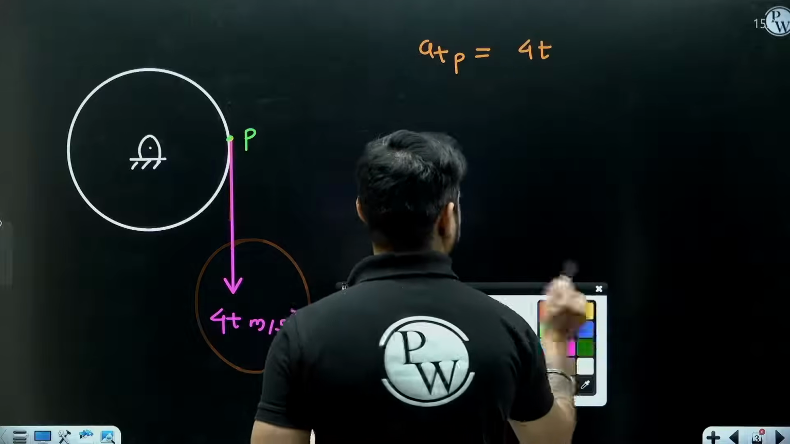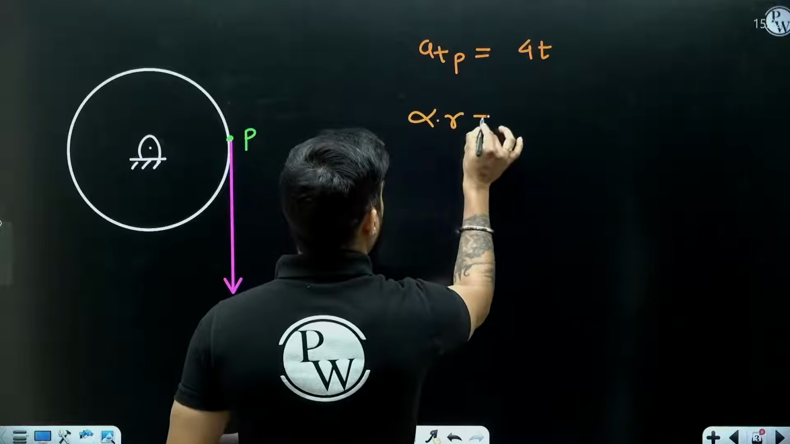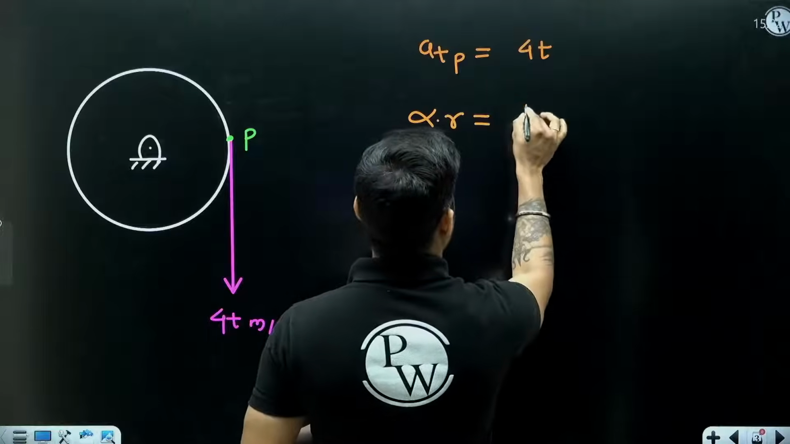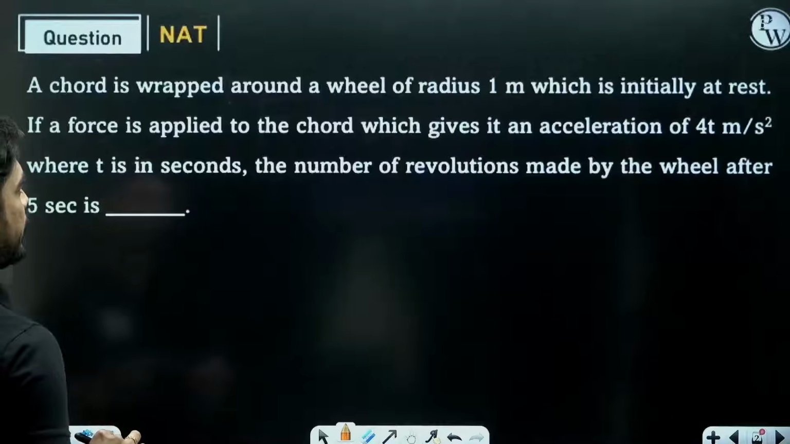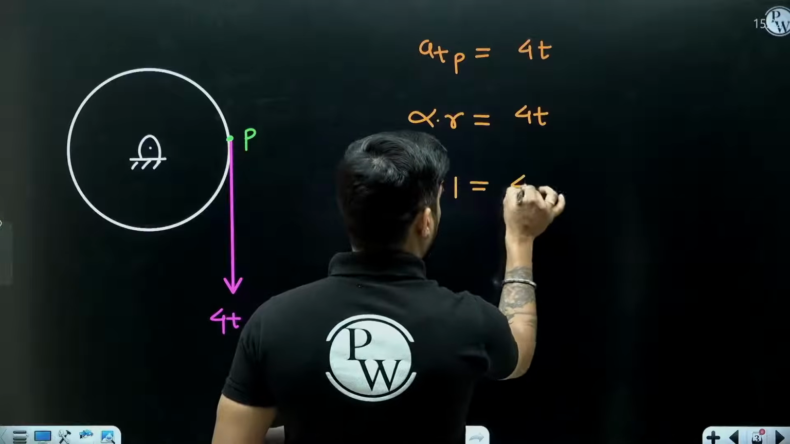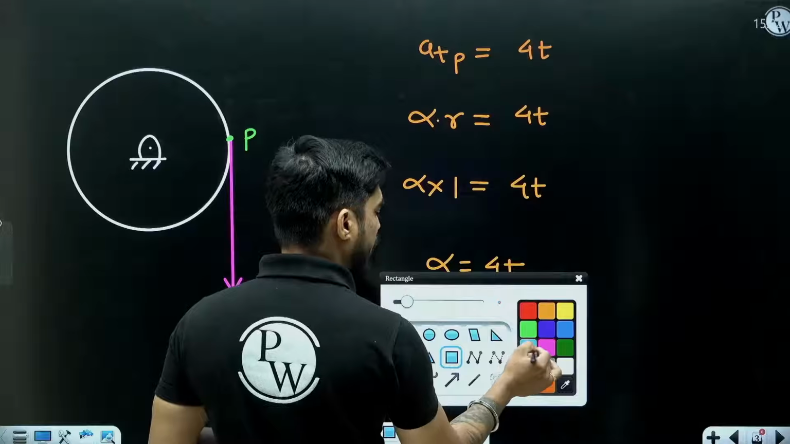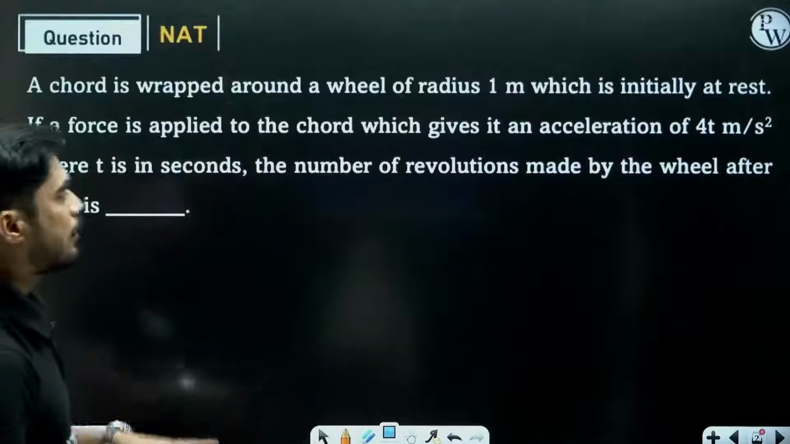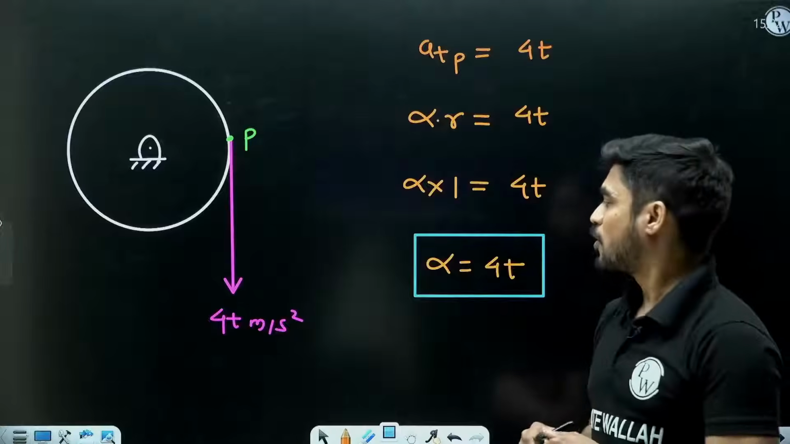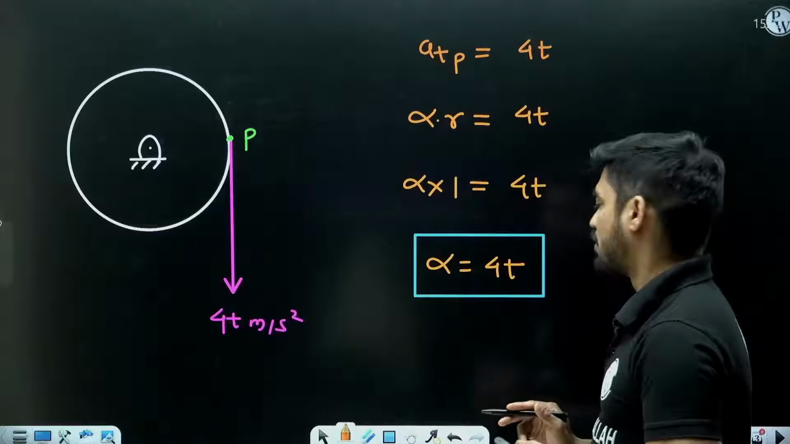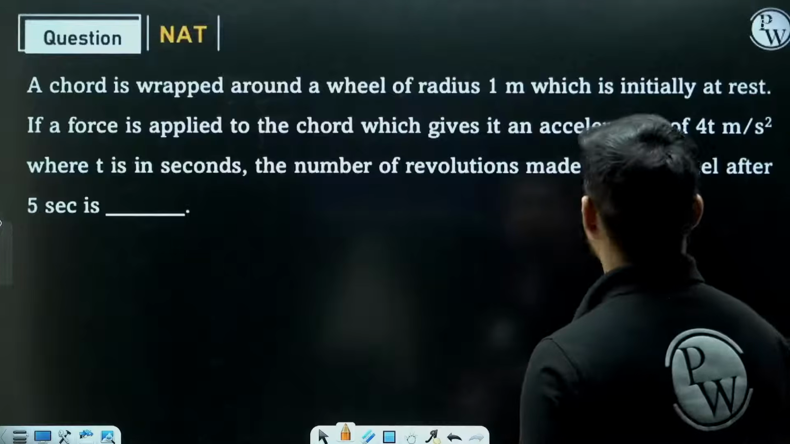Okay, now what is tangential acceleration? Tangential acceleration will be alpha into r, and for point P, r will be equal to this radius. So what is r? Radius is 1 meter, right? So alpha is equal to 4t. So now we have the value of alpha. But what do we need to calculate? We need number of revolutions. And for number of revolutions, we need theta. So from alpha, how do we find theta? First, we will have to calculate omega. Then from there, we will calculate theta. Right?